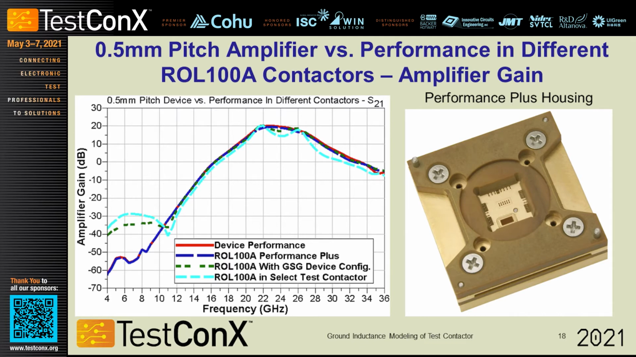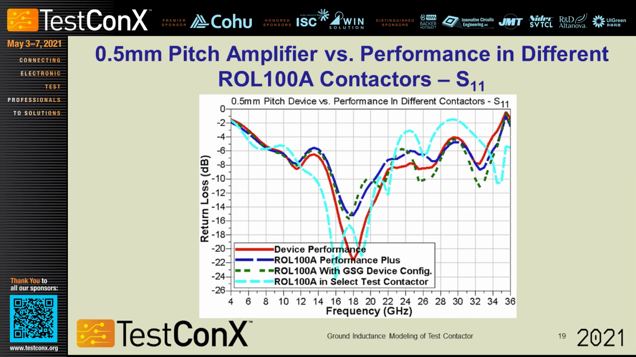As you get the same contactor but with a ground signal ground device configuration, you can see that the performance of the green line gets closer to the red line, but it's not quite the same. You still have some noise at the low end, and there's maybe a couple dB difference inside the passband of the amplifier. But if you put this same device in a Performance Plus contactor with very low ground inductance, it pretty much mimics the performance of the device with maybe a couple tenths of a dB loss, which represents the insertion loss of the contacts in the Performance Plus housing.